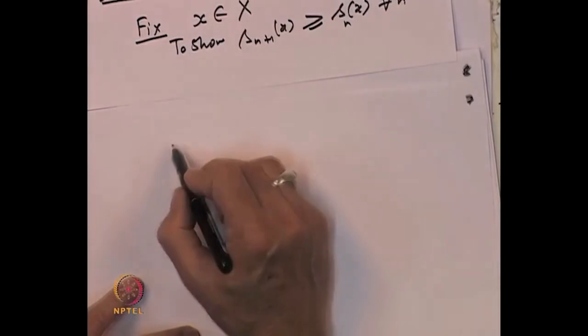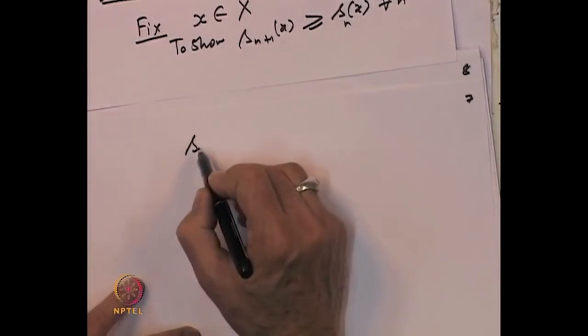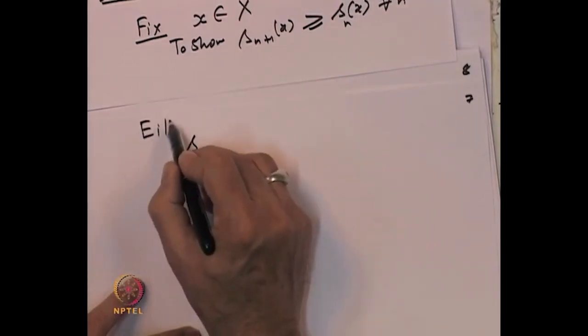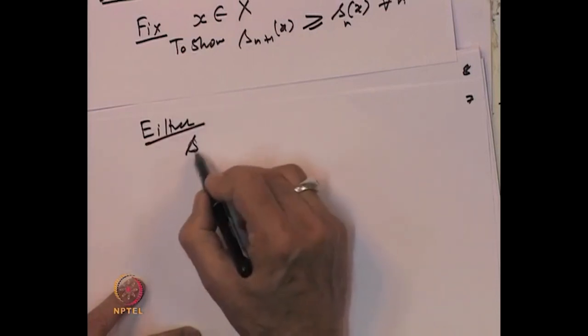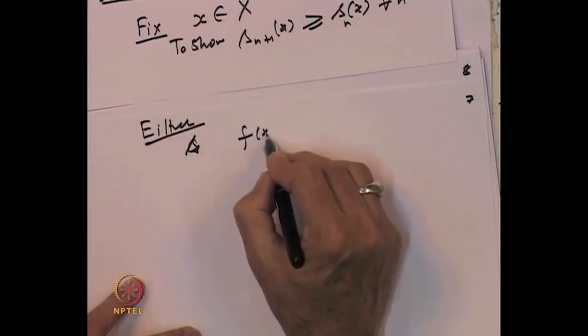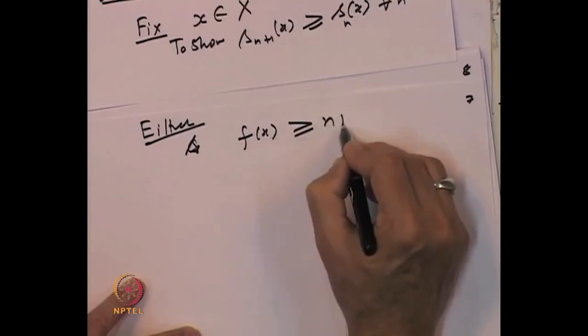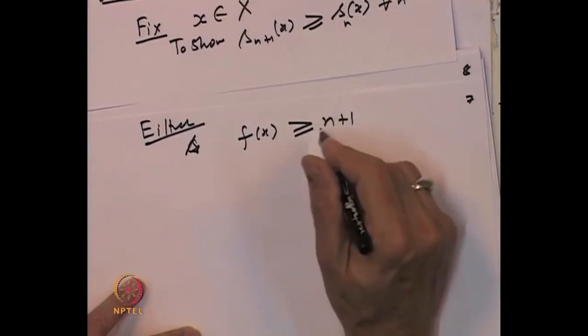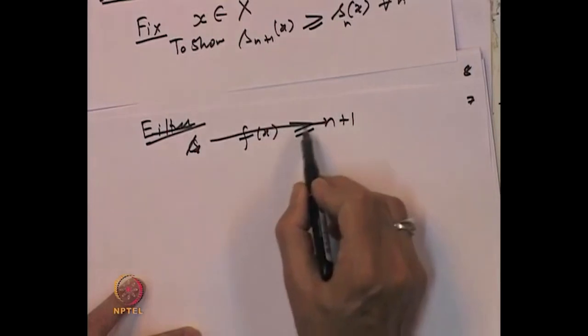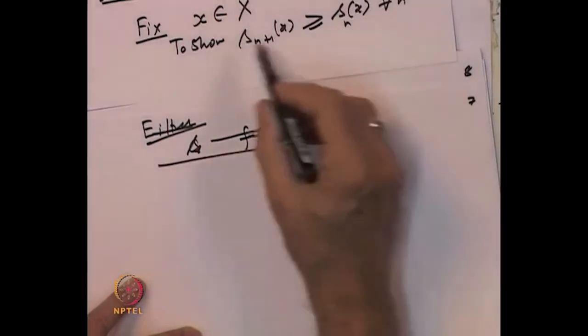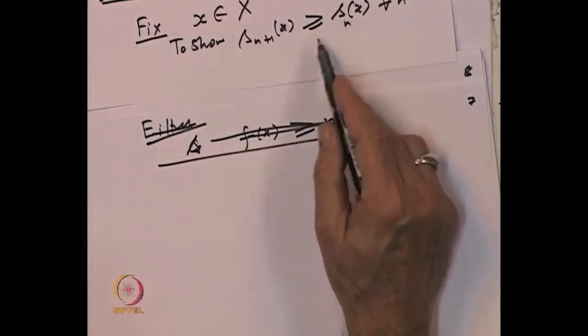Now, look, what is the value of. So, either f of x is bigger than or equal to n plus 1, is, let us look at it slightly differently. So, I want to prove that S n is increasing.